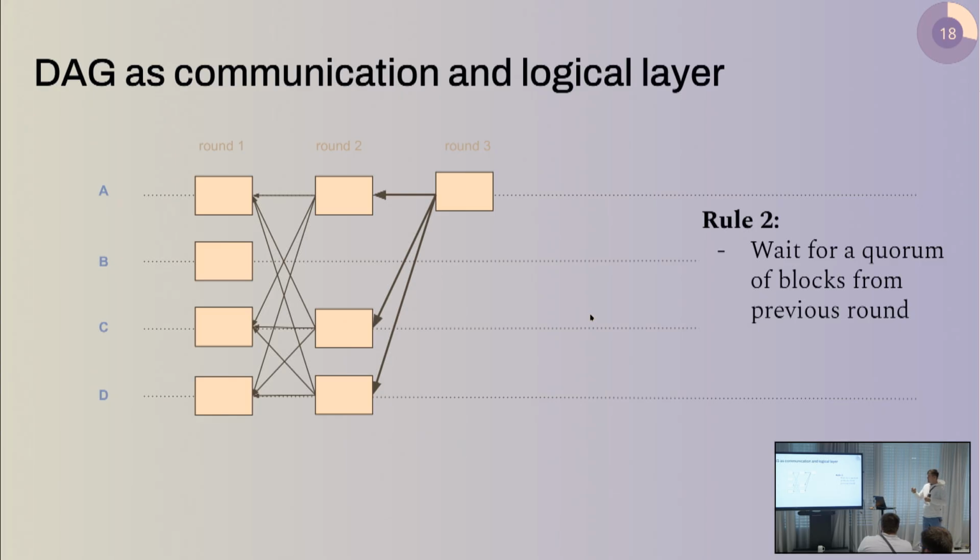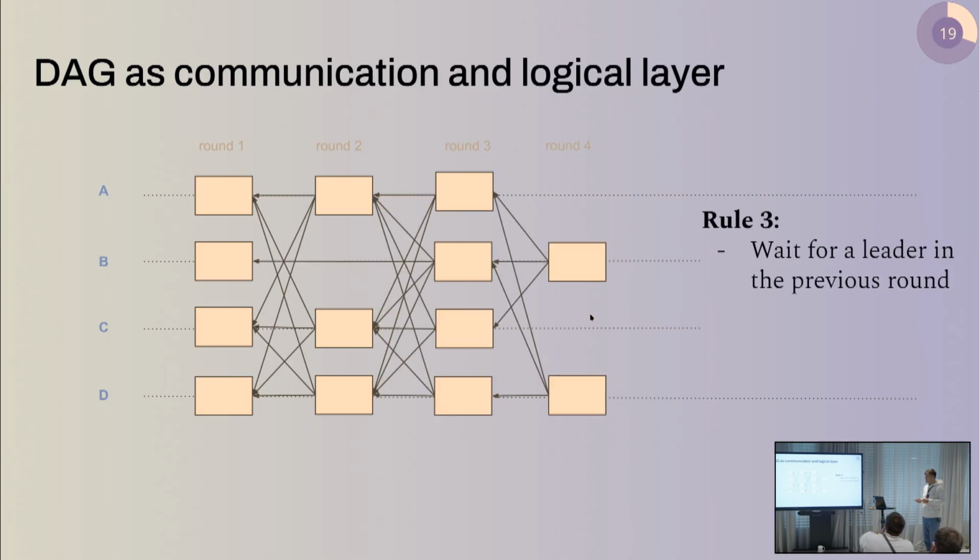So yeah, there is a quorum of references to the blocks from the previous round. That's what we have as a rule when we just check the validity of the block. Then another rule is that since we have a DAG structure here, and at the end of the day we want to end up with a log or a sequence of blocks, for instance.